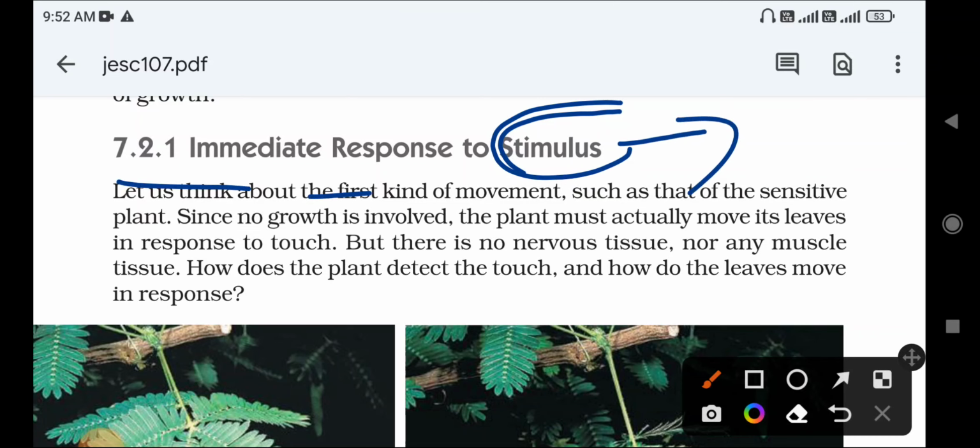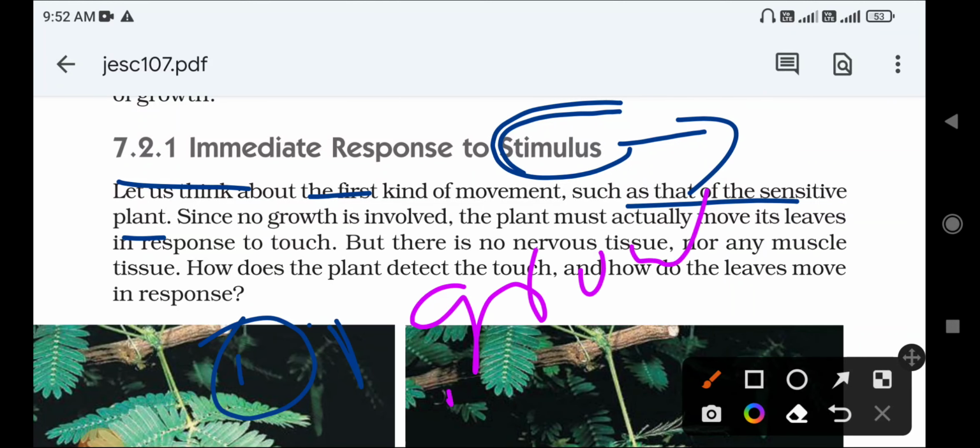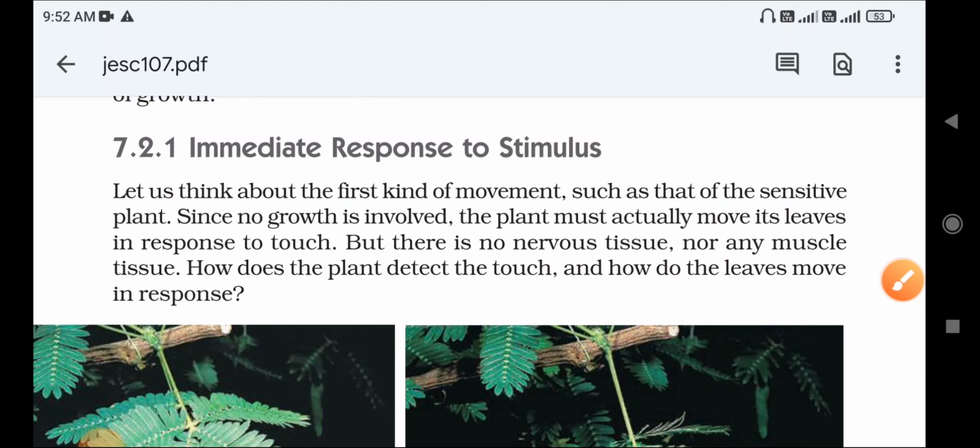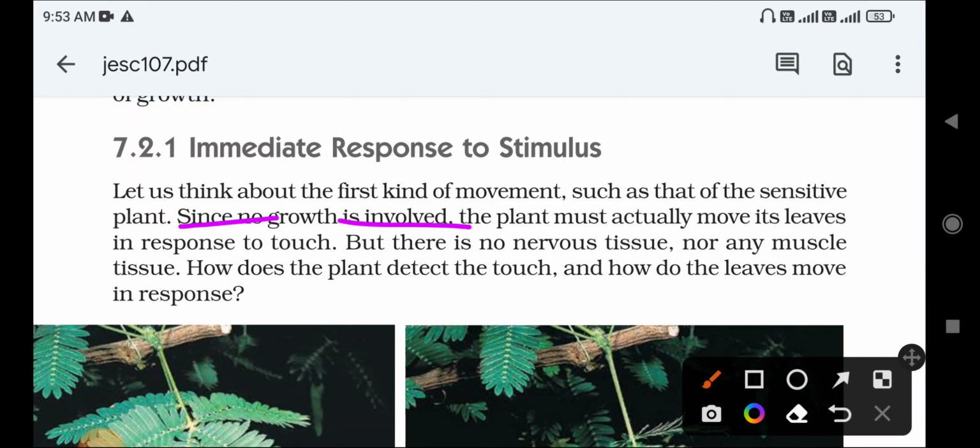Let us think about the first kind of movement, such as the sensitive plant. There are two types of movements that we studied. One is plant growth dependent movement, another is independent of growth movement. So first we'll discuss movement where no growth is involved, that is, the sensitive plant.